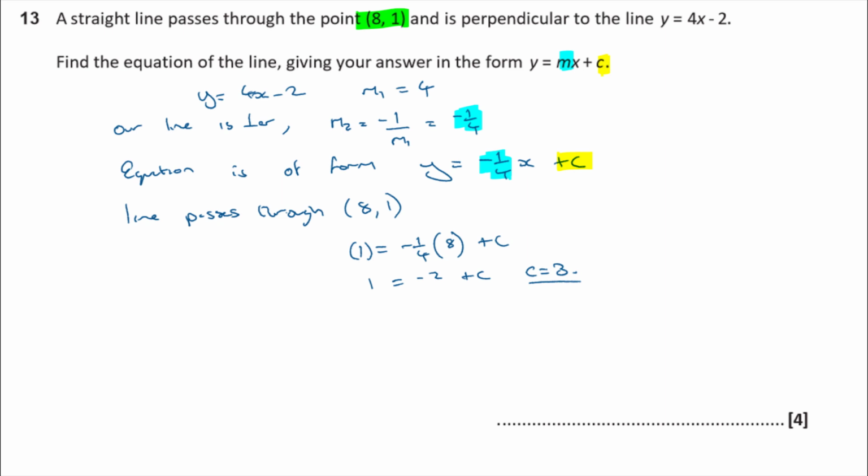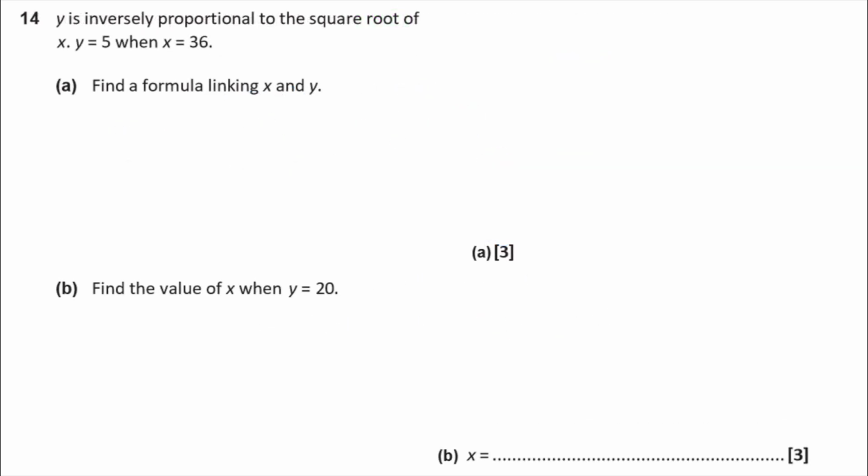Okay. So now I've got the full equation. Therefore, the equation is y equals minus a quarter of x plus 3. Question 14. y is inversely proportional to the square root of x. y is 5 when x is 36. Part A says find a formula linking x and y.